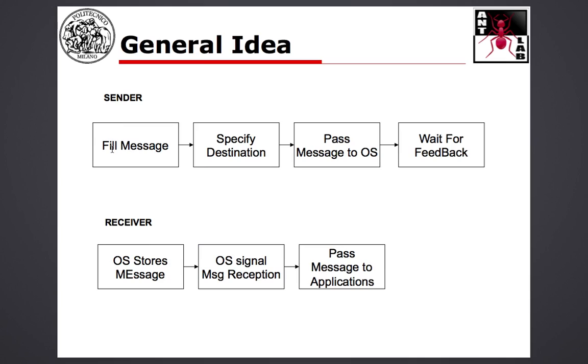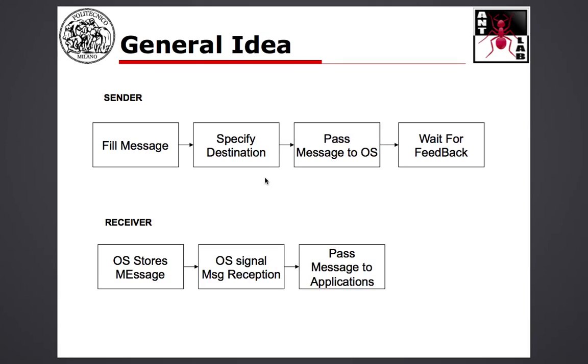You first prepare a message, so you put inside the data that you want to transmit. Then you specify the destination, so you fill a particular field specifying the destination of your message. It can be broadcast or unicast, so it can be transmitted to all nodes in range or to a particular node in range. Then you call a function to pass the message to the operating system, TinyOS, which then will pass this message through all the stack of 802.15.4.